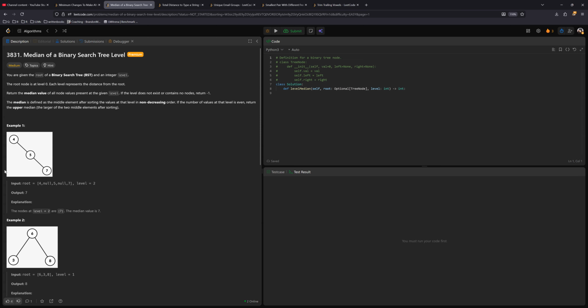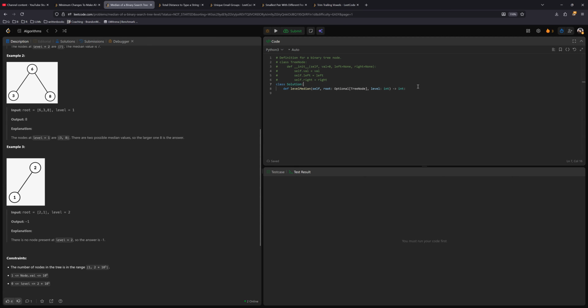Wait, it's a binary search tree. They're already sorted. What are you talking about? Sorting? Piss me off. If the number is even, return the upper median, the larger of the two. Okay, whatever. Okay, A equals A for asshole. I don't know what that means. I don't know why I said that.